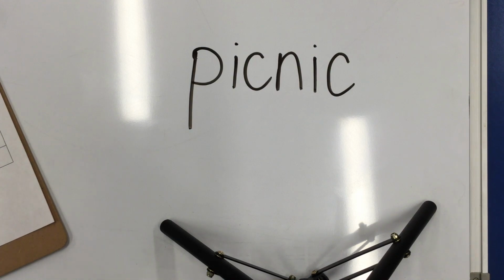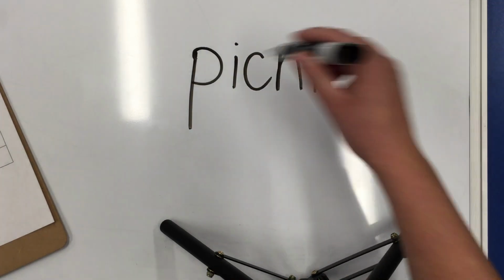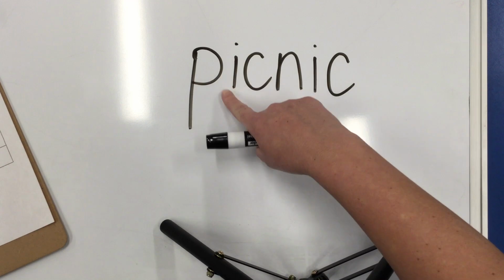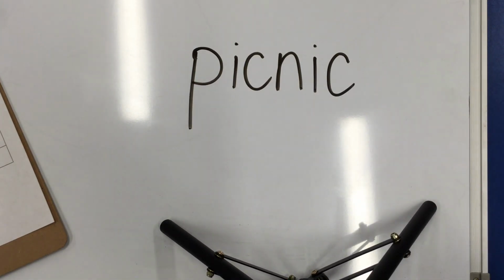So what I'm going to do first is I'm going to look at my word. I'm going to look at the letters. Now, I want to find the vowels in this word, okay? What are the vowels in this word? They're just I, right? But there's two of them, okay? So what I'm going to do is I'm going to write a V.